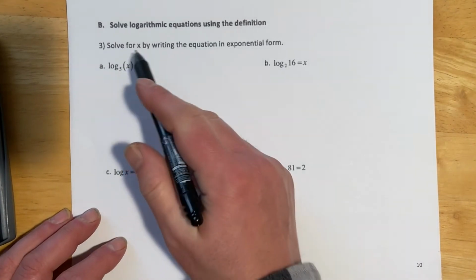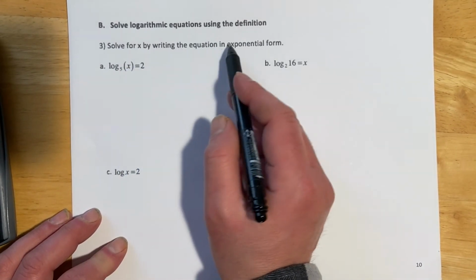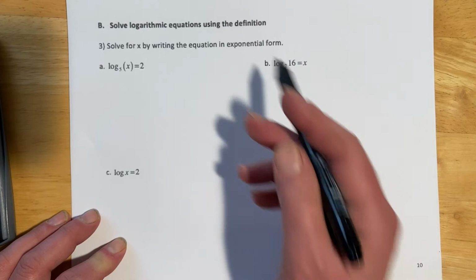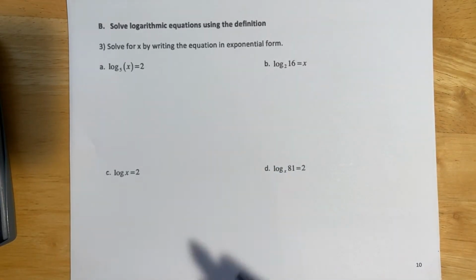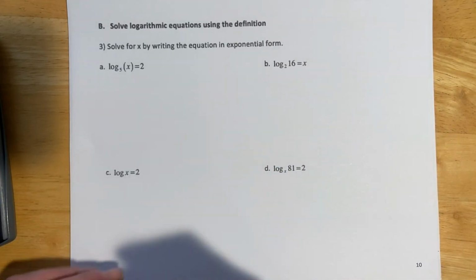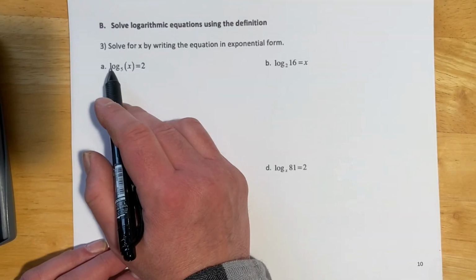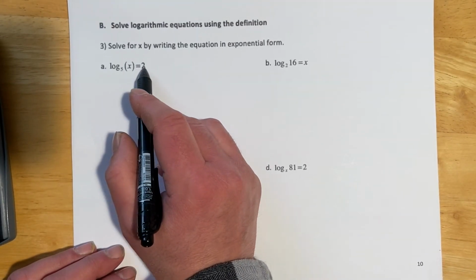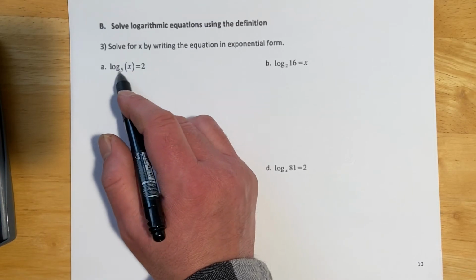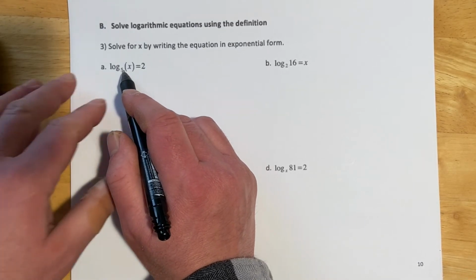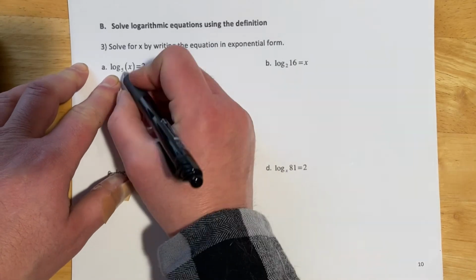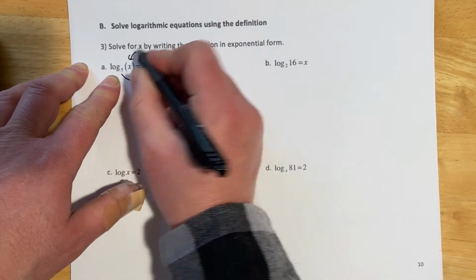Okay, next up, solve for x by writing the equation in exponential form. This is solving little logarithm equations, and again, it's just practicing with that notation and getting used to the idea of what it's asking for. So this one's saying log base 5 of x equals 2. That's how you'd read it. But what it's asking is, 5 squared would make what value?